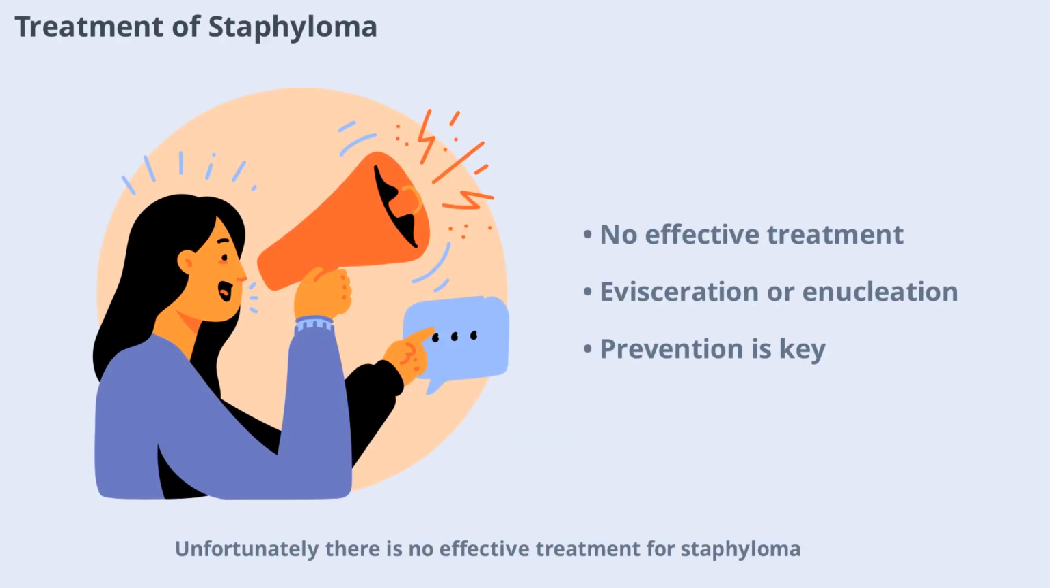Unfortunately, there is no effective treatment for staphyloma. In cases of bleeding anterior staphyloma, evisceration may be performed, while enucleation is considered in cases of extreme disfigurement. Preventing the underlying causes, such as corneal ulcers and scleritis, is the best strategy for reducing the risk of staphyloma.